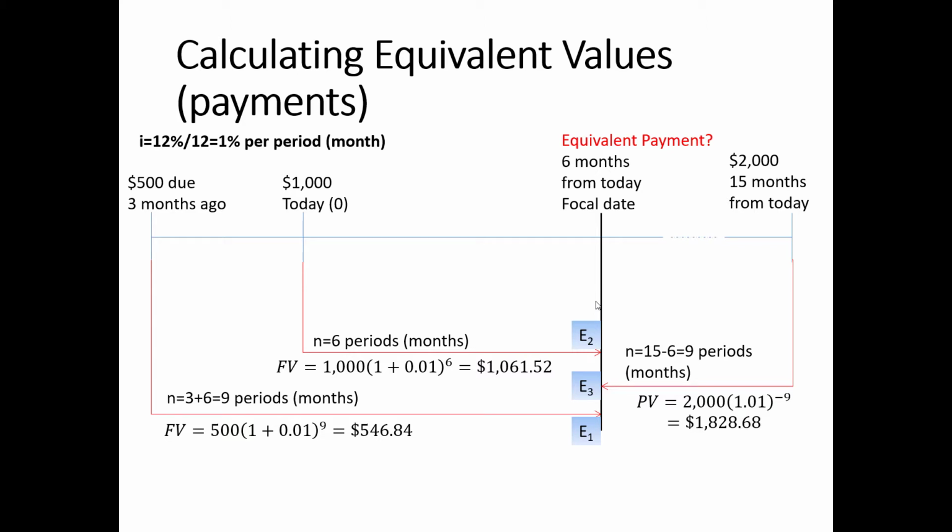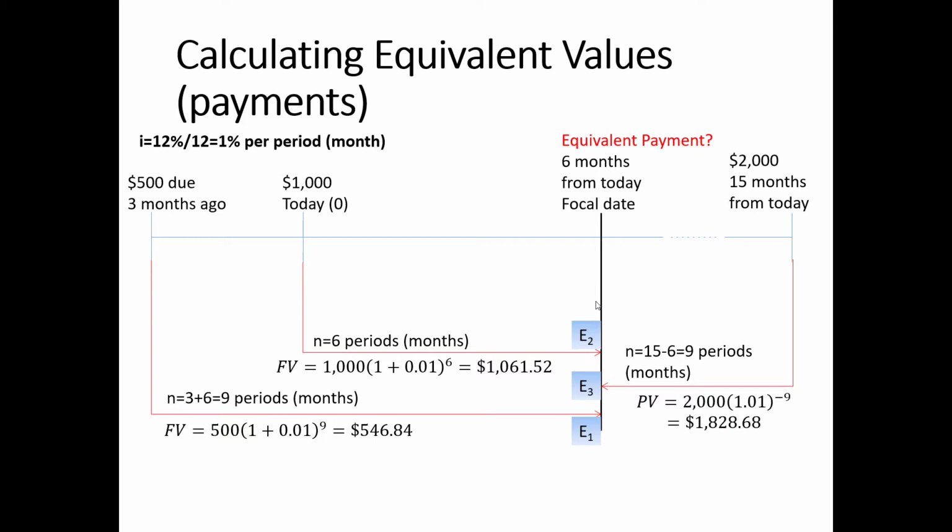Second, we look at the next payment, $1,000, which is due today, but we're not going to really make that payment until we make this one big payment 6 months from now. And so we have to find the future value of that $1,000 because the due date happens before the focal date. So we go into the future and find the future value there. And again, not very controversial. And we've done many calculations like that.